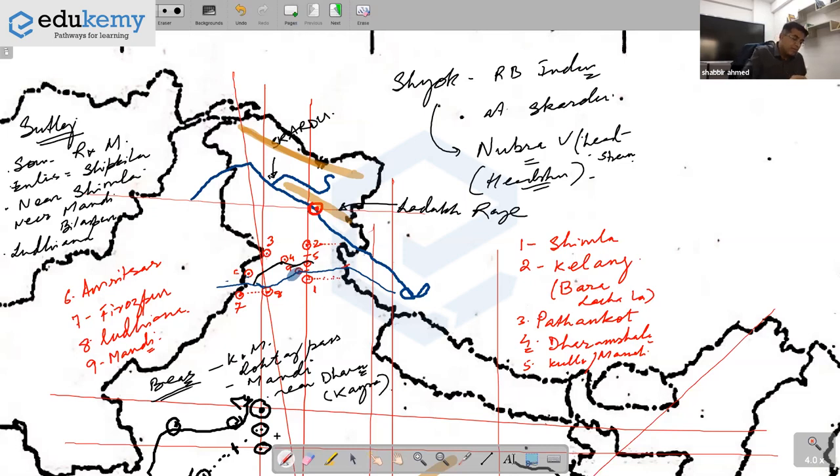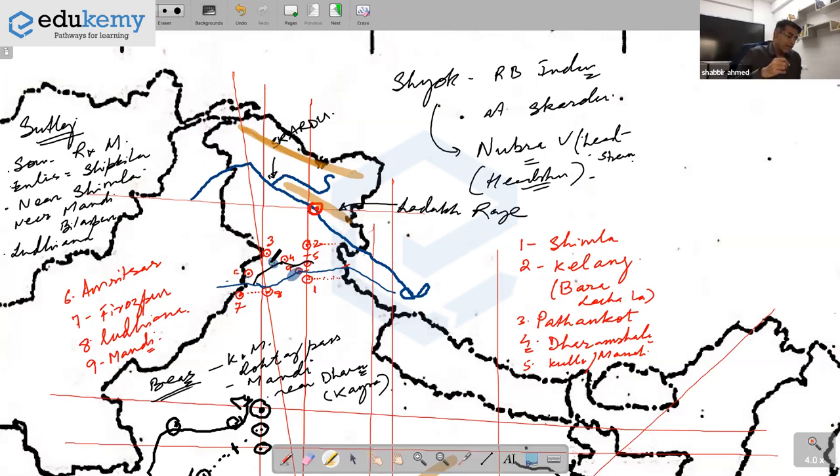And near Pathankot, you can mark it right here. This is the Pong Dam near Pathankot. It is not at Pathankot, okay? It is near Pathankot because Pathankot is actually on river Ravi. Pathankot is more of the river Ravi. So don't say at Pathankot, say near Pathankot, Pong Dam. Pong Dam, P-O-N-G.